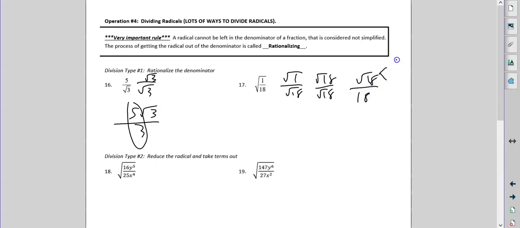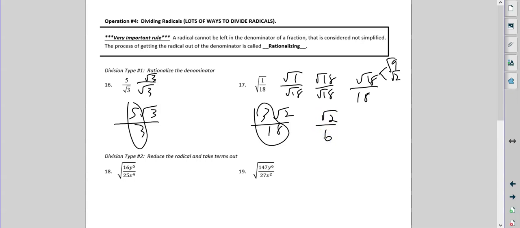But this can be simplified to 9 and 2. So the square root of 9 is 3. So the top is really 3 radical 2 over 18. And again, that can simplify. Now be careful. The 6 does not go on the top. The bigger number is on the bottom. So this is radical 2 over 6.